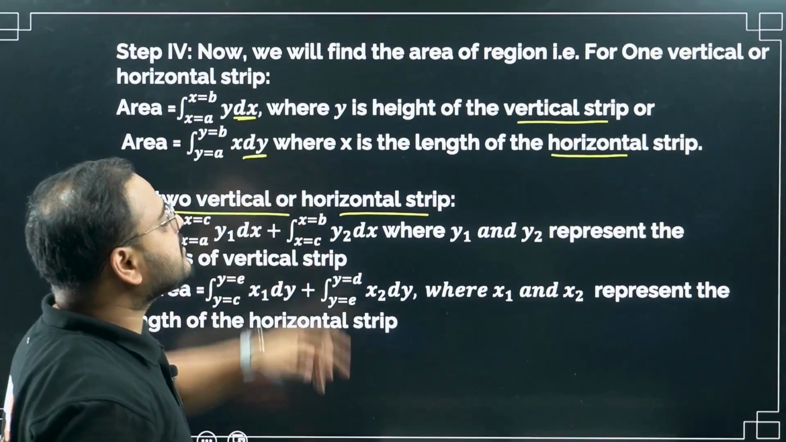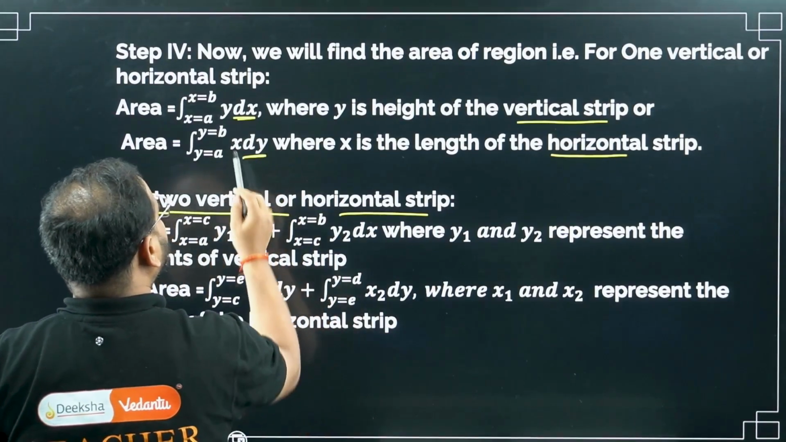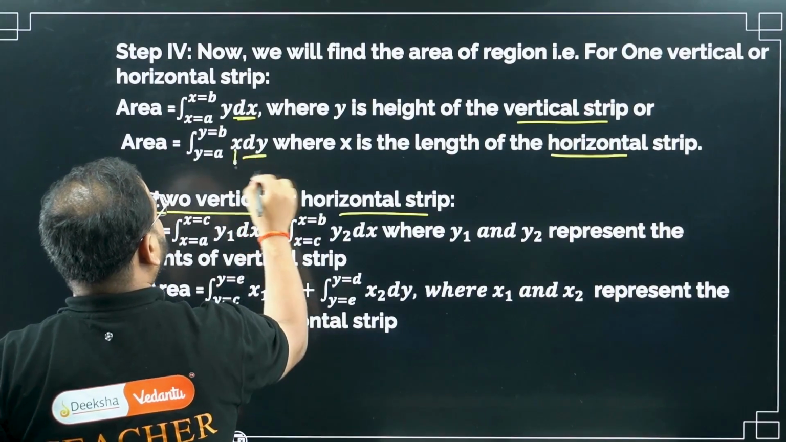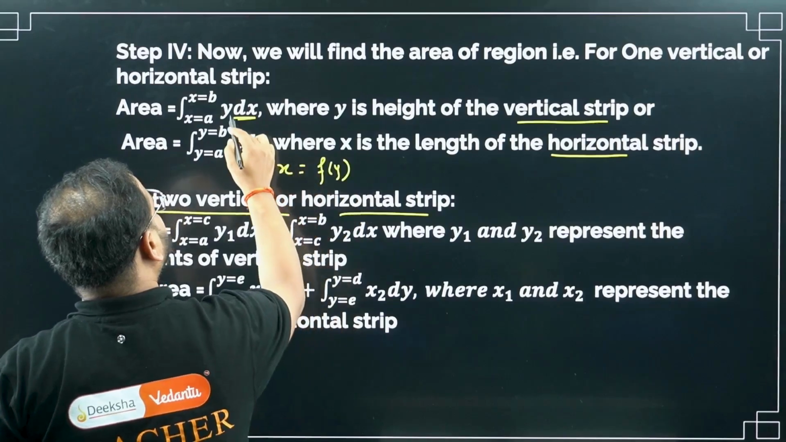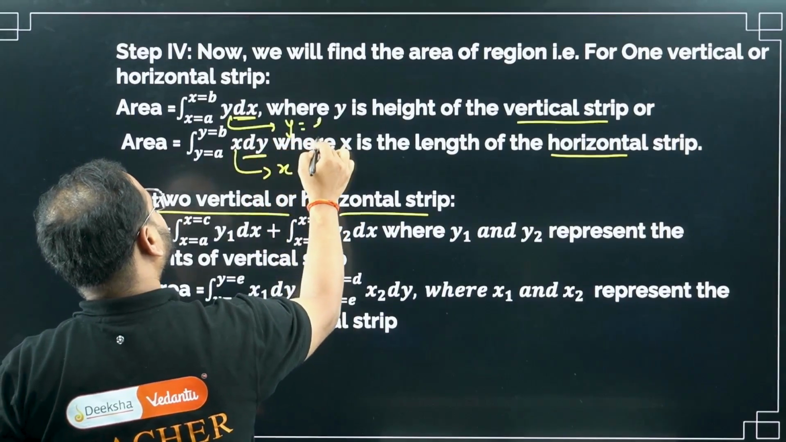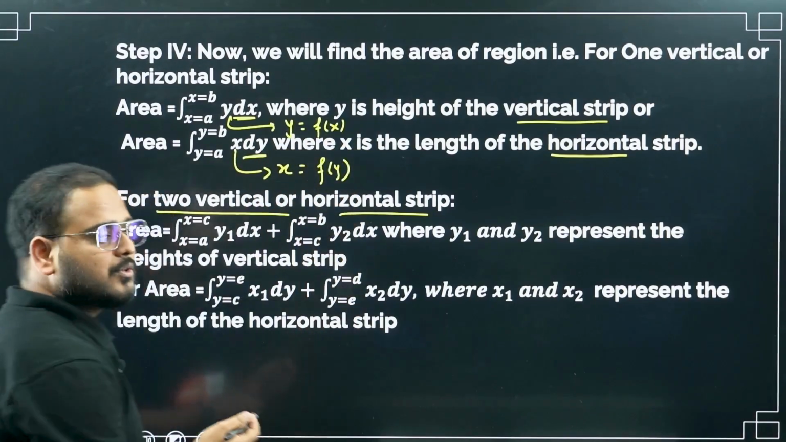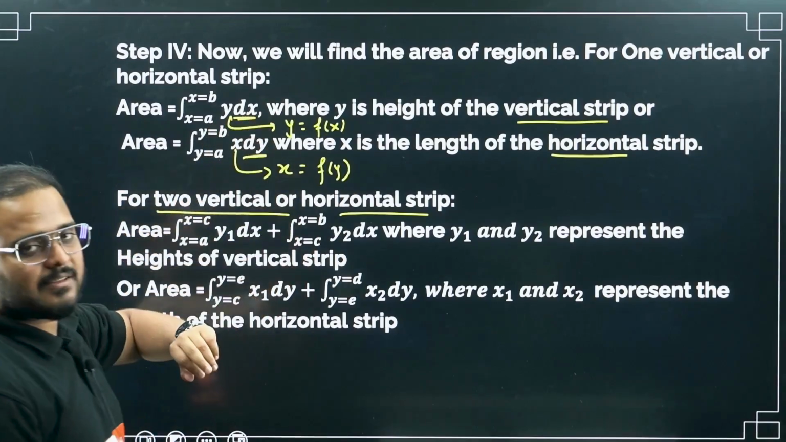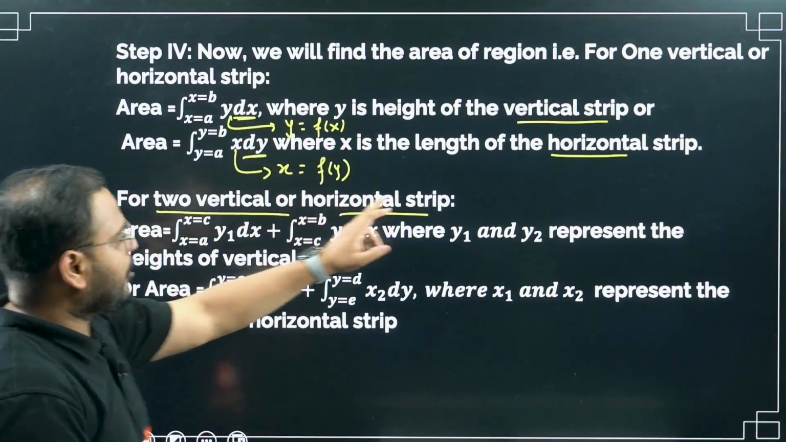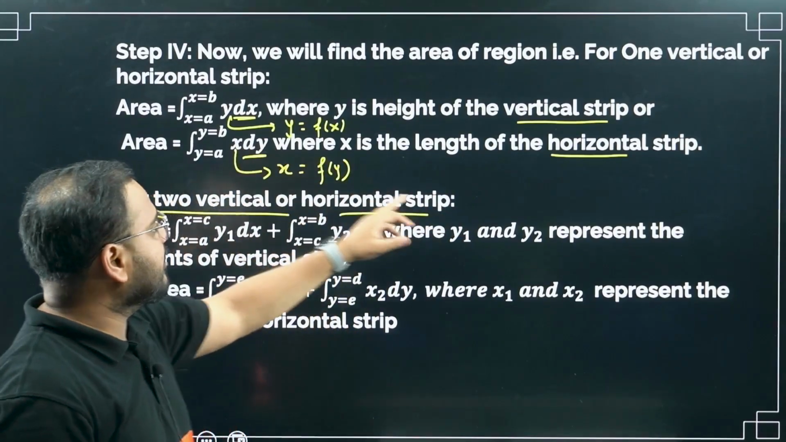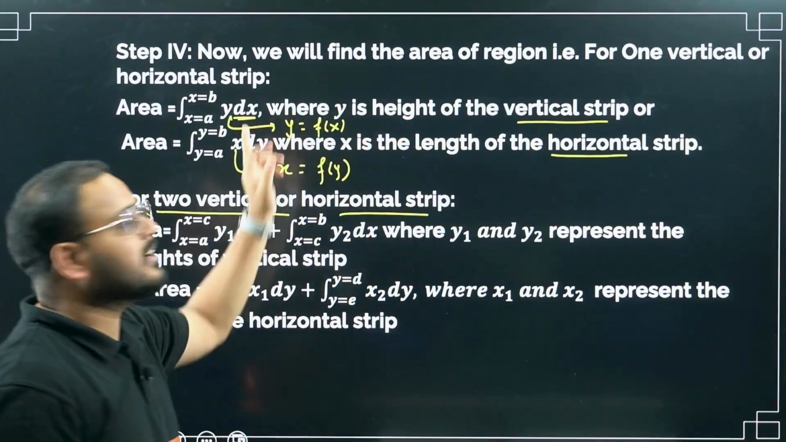Sir, how is it x? Because if you check here, this x is nothing but x equals to a function of y, and over here this y is nothing but y equals to a function of x. So this will become f(x) dx, and this is f(y) dy. Horizontal means dy. If you get a vertical strip, you'll have dx in it.